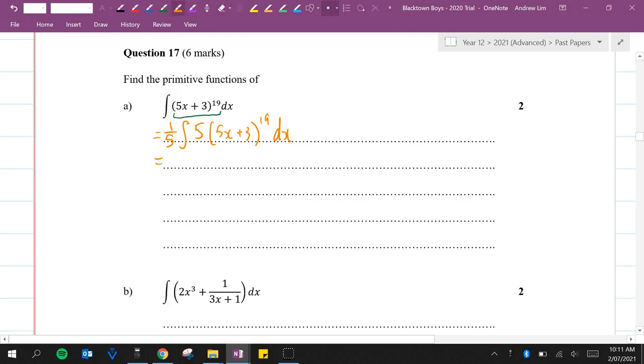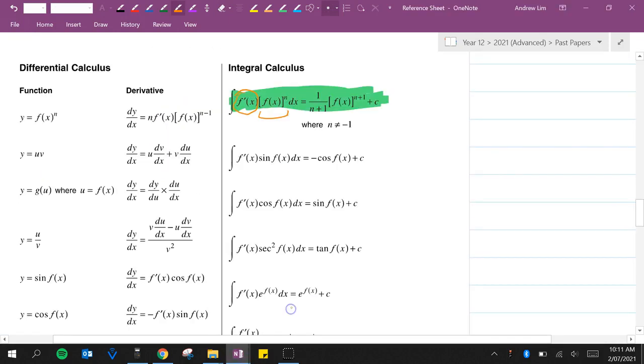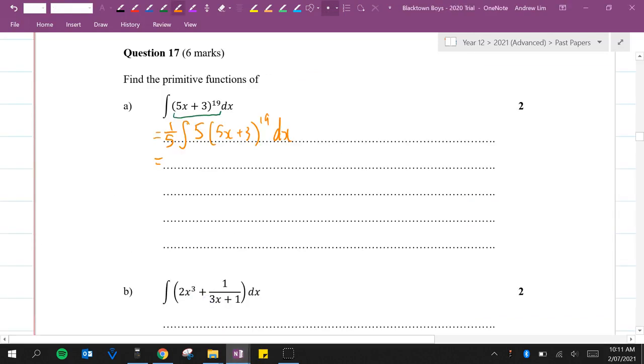So what do we get when we integrate that? According to our reference sheet, we're going to have 1 over n plus 1, f of x to the power of n plus 1, plus c. So the first thing I'll do is just do it down here. I'll have my (5x + 3)^20. I'll put my 1 over 20 at the front, but I still have my 1 over 5. So it's 1 over 5 times 1 over 20, which is 1 over 100, plus c.